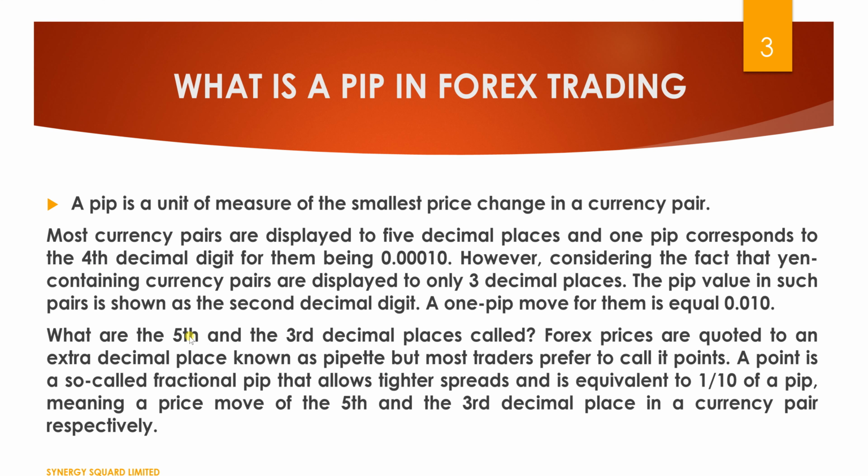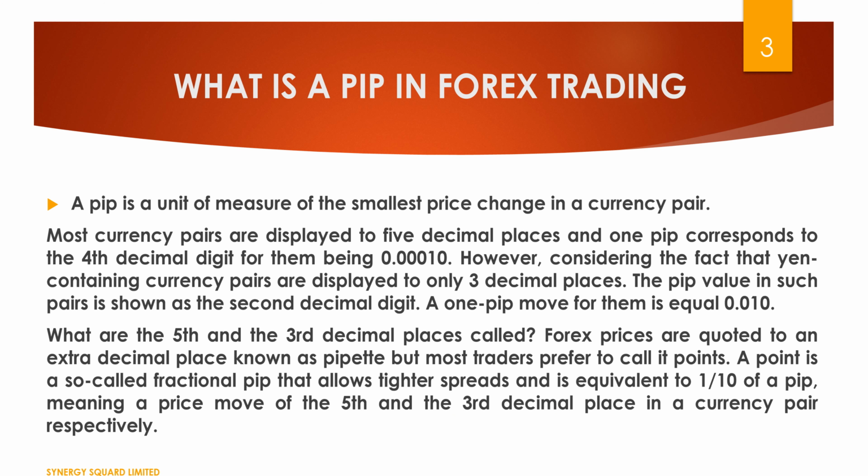You may wonder what the fifth and the third decimal places are called. Forex prices are quoted to an extra decimal place known as pipettes, but most traders prefer to call it points. And a point is a so-called fractional pip that allows tighter spreads and is equivalent to 1/10, that is 1 pip divided by 10. So it means a price move of the fifth and the third decimal place in a currency pair respectively.